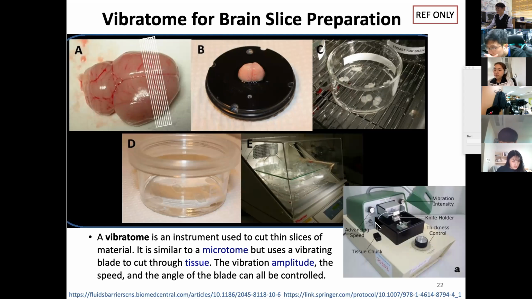So this is called a vibratome. It's an instrument to cut thin slices, similar to a microtome, but with a vibrating blade. So it works like this. It proceeds, but it vibrates, okay? And the quality is very important. There are parameters you have to actually choose.